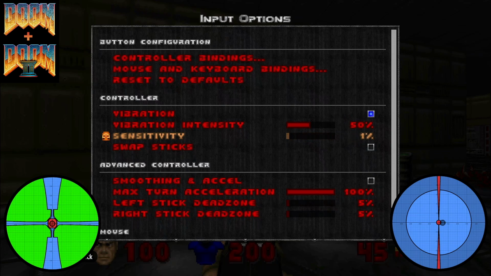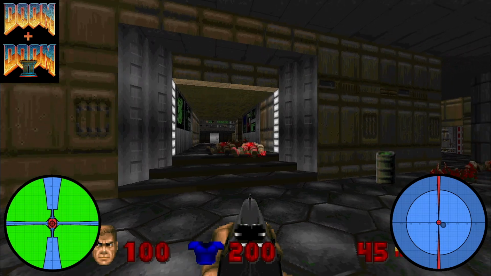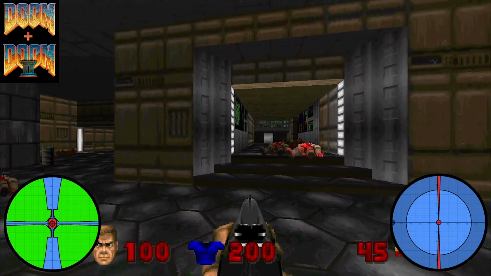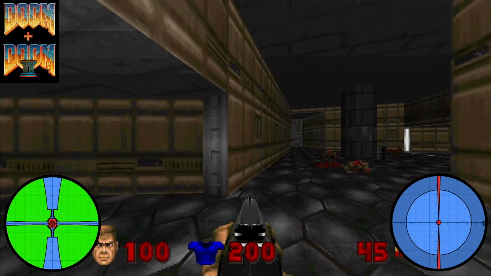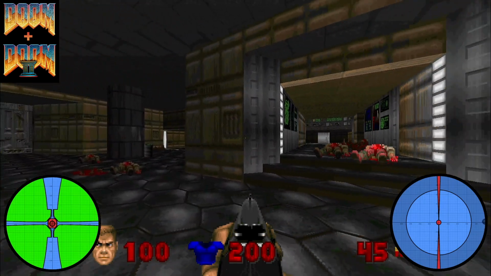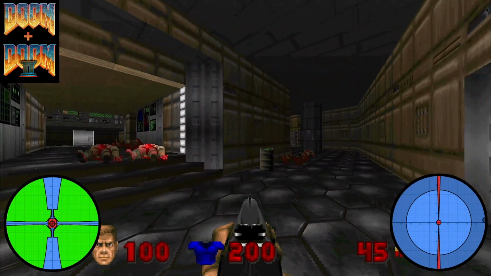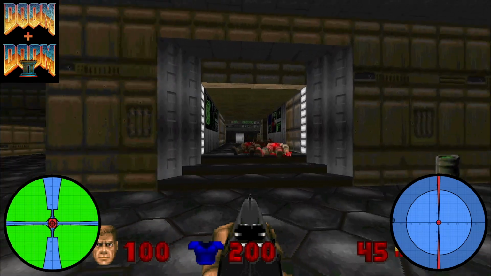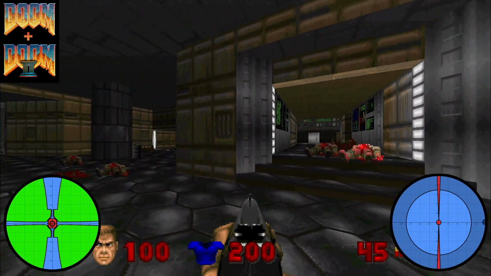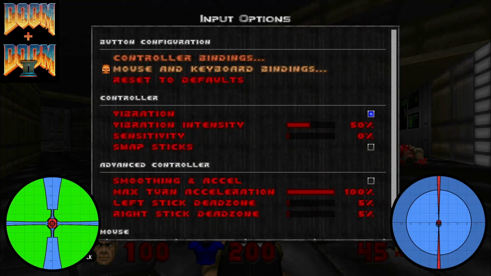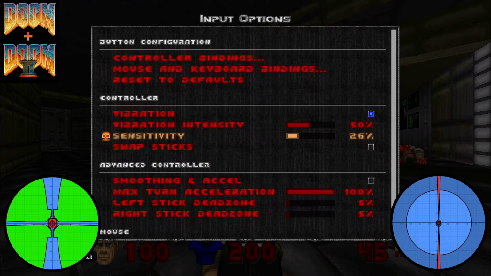And at minimum, we have about 39 degrees per second. So this version has the widest sensitivity range. The only other game that had sensitivity was the Unity port, but this has a much wider range than that. Now, that about covers things.